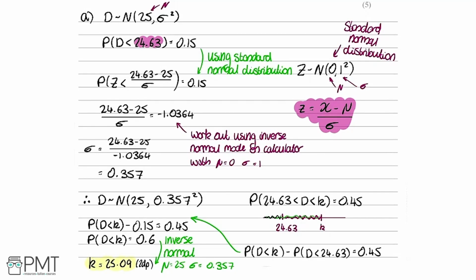So we get our first mark here, so getting down to this part using the standard normal distribution. And then we got a second mark for rearranging that and getting the correct value for sigma. We got a third mark for this line here, so saying the probability of d being less than k is 0.6. Then we get 2 marks for the rest of our working, so getting down to k equals 25.09.